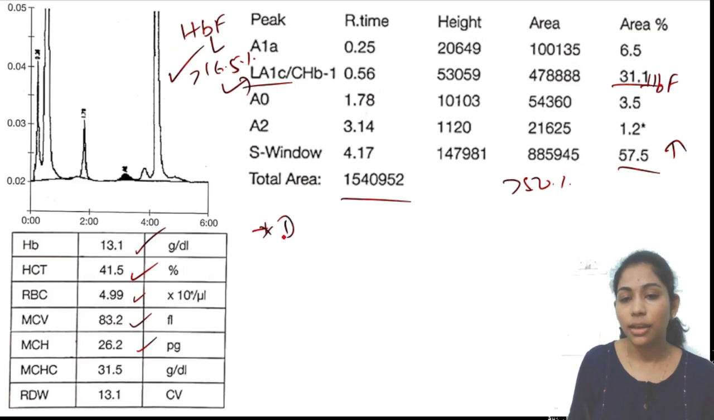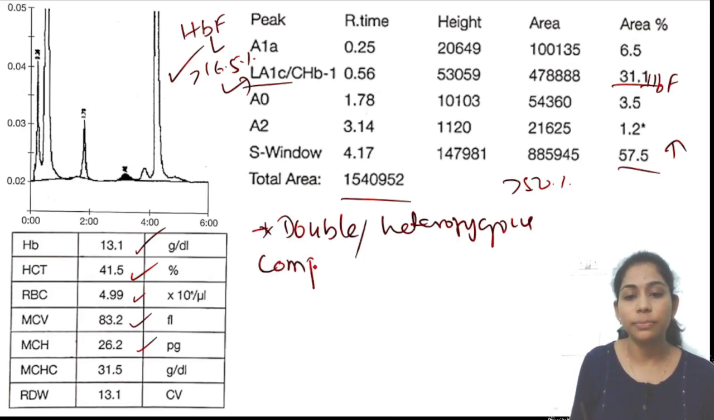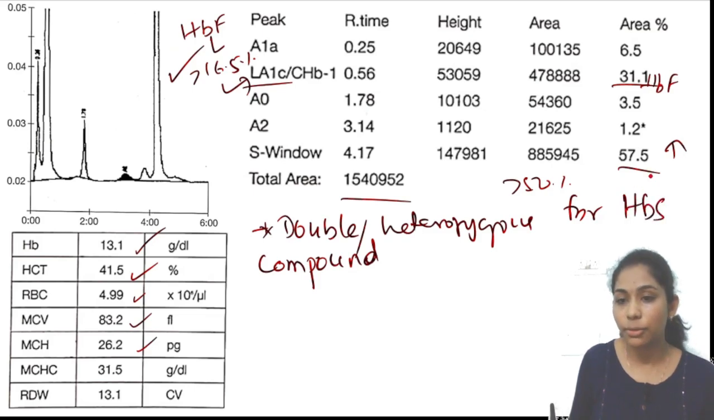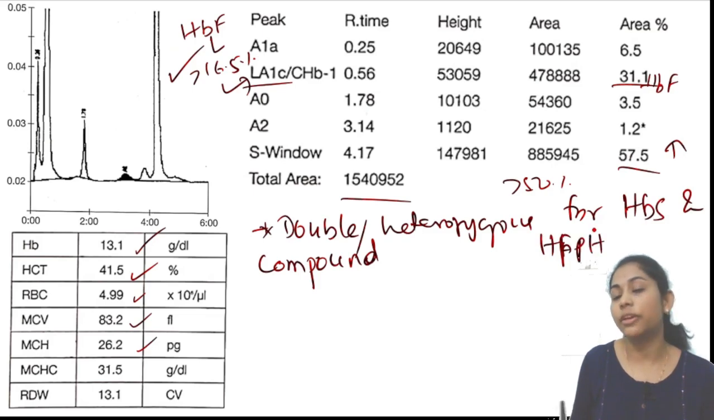What is the diagnosis? Yes, it is double heterozygous, or we can say double or compound heterozygous. Compound heterozygous for what? For HBS, because S is more than 50% and F is also increased, so it is HBS and HPFH.